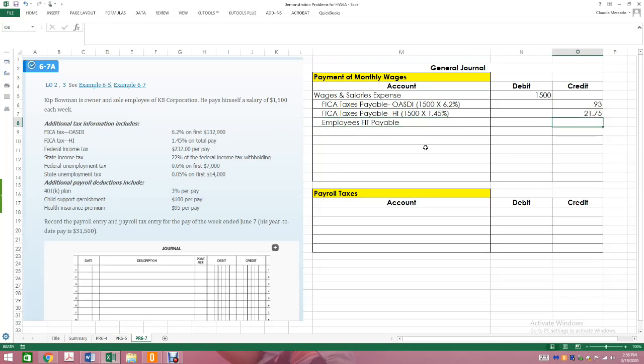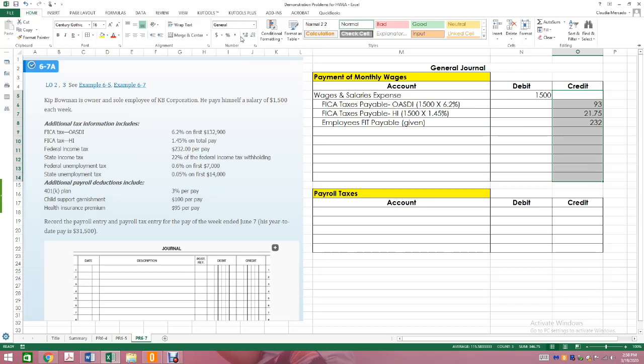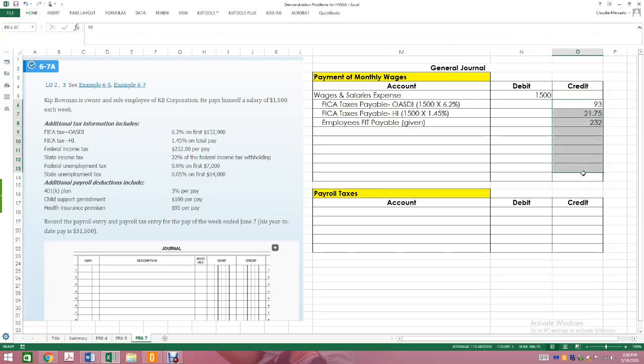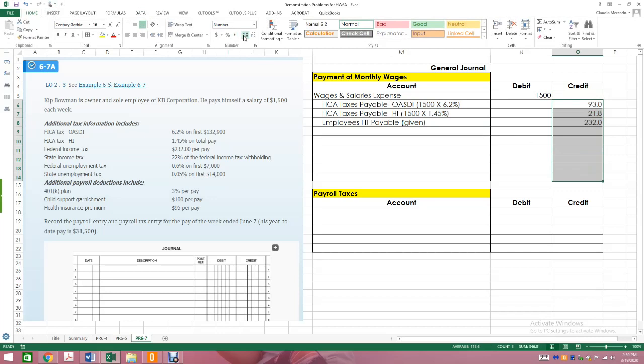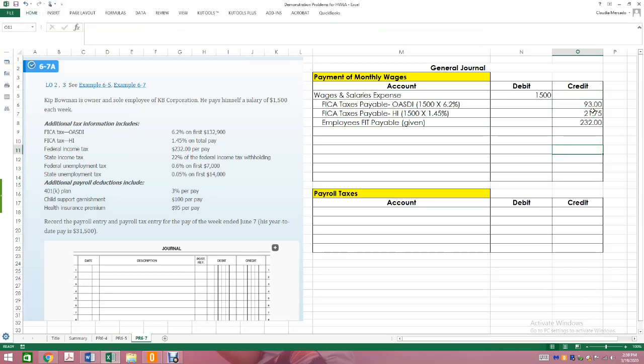This is a federal income tax. It's going to be deducted from your paychecks. And for the federal income tax, they're giving it to you. So I'm going to put here given. That way you know that that's not calculated. That's given in the problem. And the amount that they recorded was $232. Okay. And put this right there so we can see our decimals, okay? So, 232.